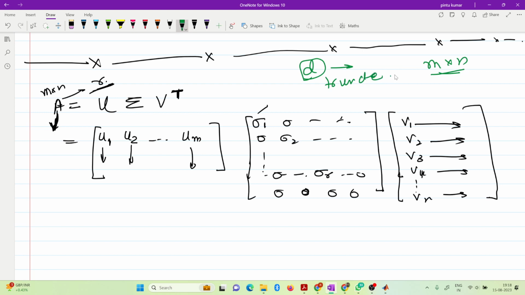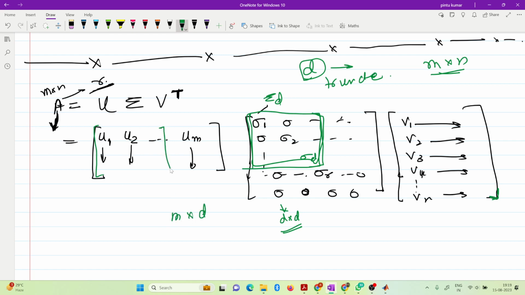Let's say this is my sigma D. I'll truncate to this point. I'll make a truncated sigma, let's say this is my D cross D. Sir, we will put all other values of sigma as 0, sir? No, we will modify the size of this U and V also accordingly. We just pick the D cross D elements from the top left. So we would be left with something of M cross D, which means we will just pick the first D columns of U.